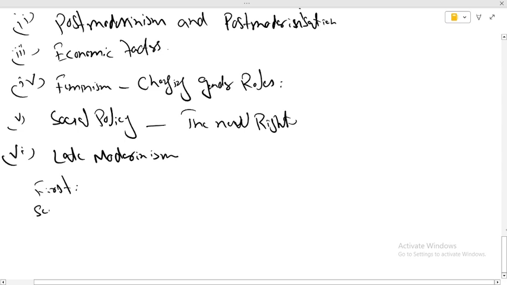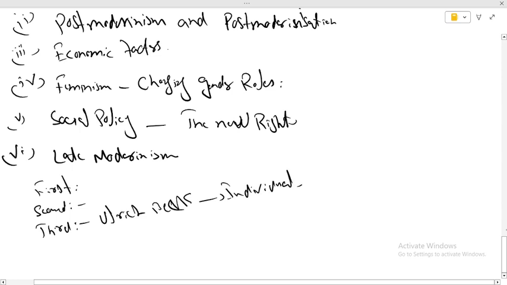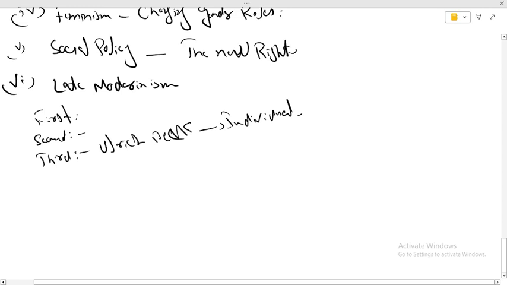So the second reason could be that most people still want to get married and have children, but few do so because of the increase in risk consciousness. Third could be Ulrich Beck, who talks about individualism, where our personal commitments are more important than our social commitments.